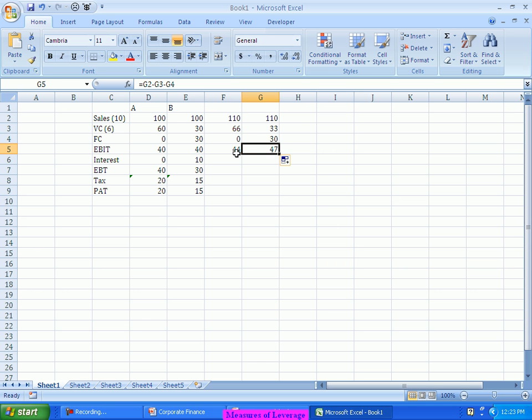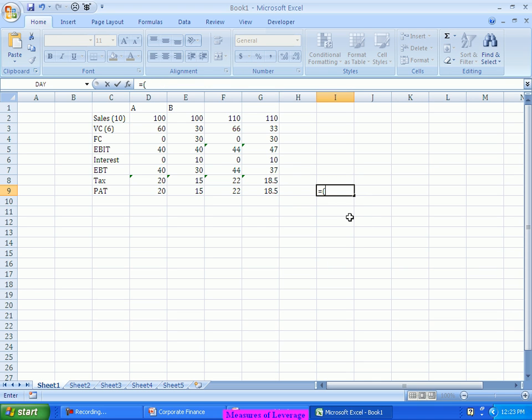And now let's continue with the interest. The interest may not change because the first company did not borrow at all, whereas the second company has an interest of this much. So the EBT part is like this, and the tax part is like this. And look at the final profit after tax. From 20, this has gone to 22, a 10% increase. But from 15, this has gone to 18.5.